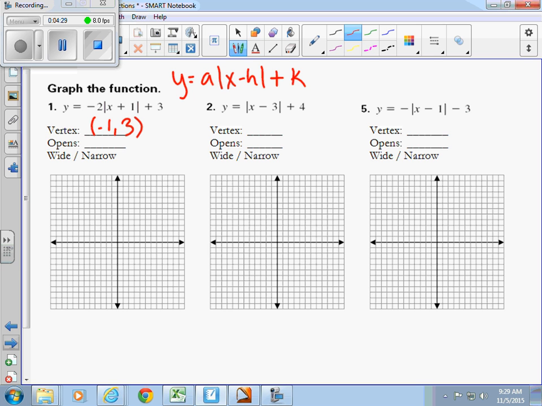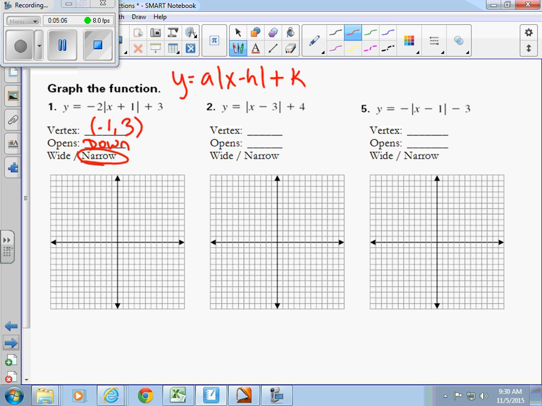Why? Because the 2 is negative. The A is negative, we're going to open down. If the A is positive, we're going to open up. If we're multiplying by a whole number like 2, a number bigger than 1, it's going to be narrower than the original. If we're multiplying it by a number like a half or a fourth, then it will get wider. So that kind of works a little. Numbers bigger than 1 are going to make it narrow. Numbers smaller than 1 are going to make it wide.